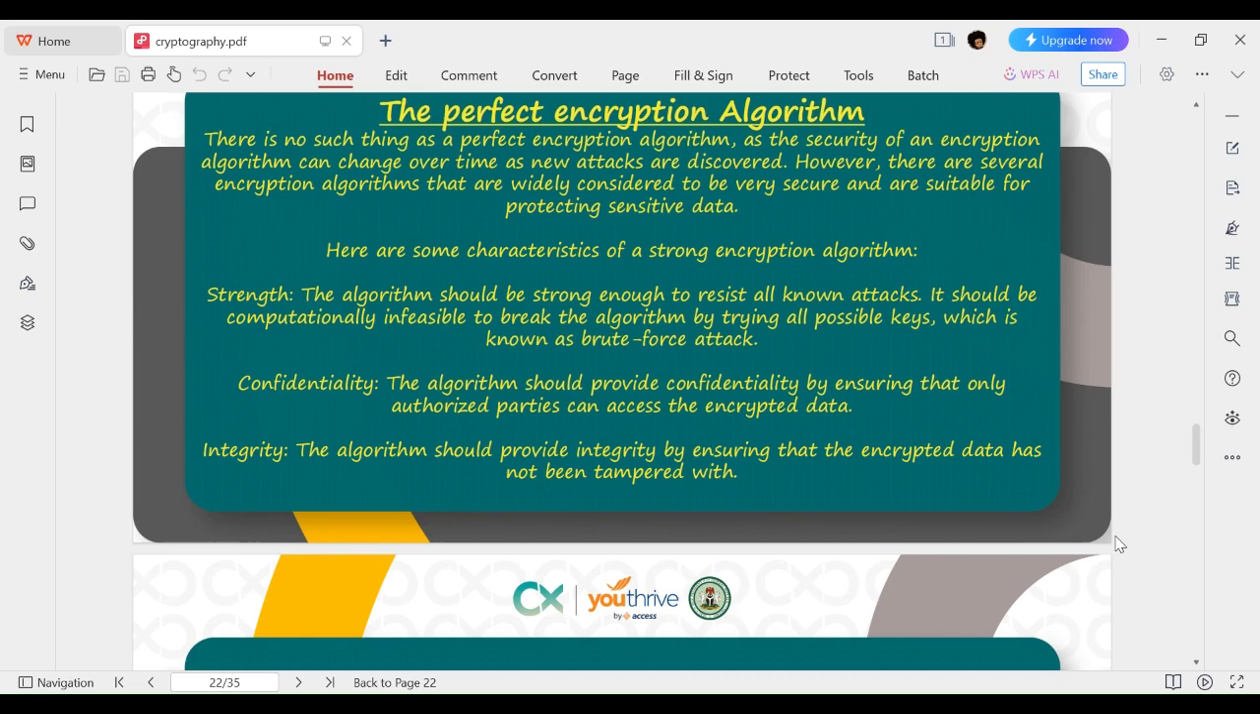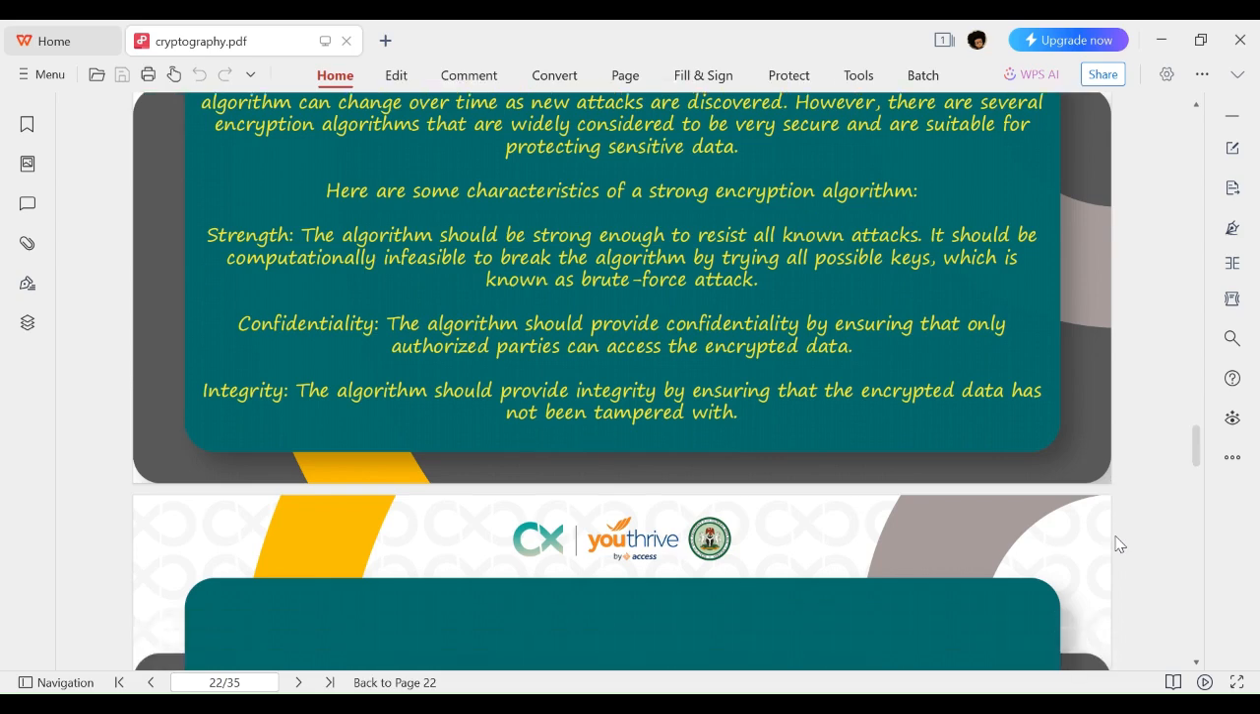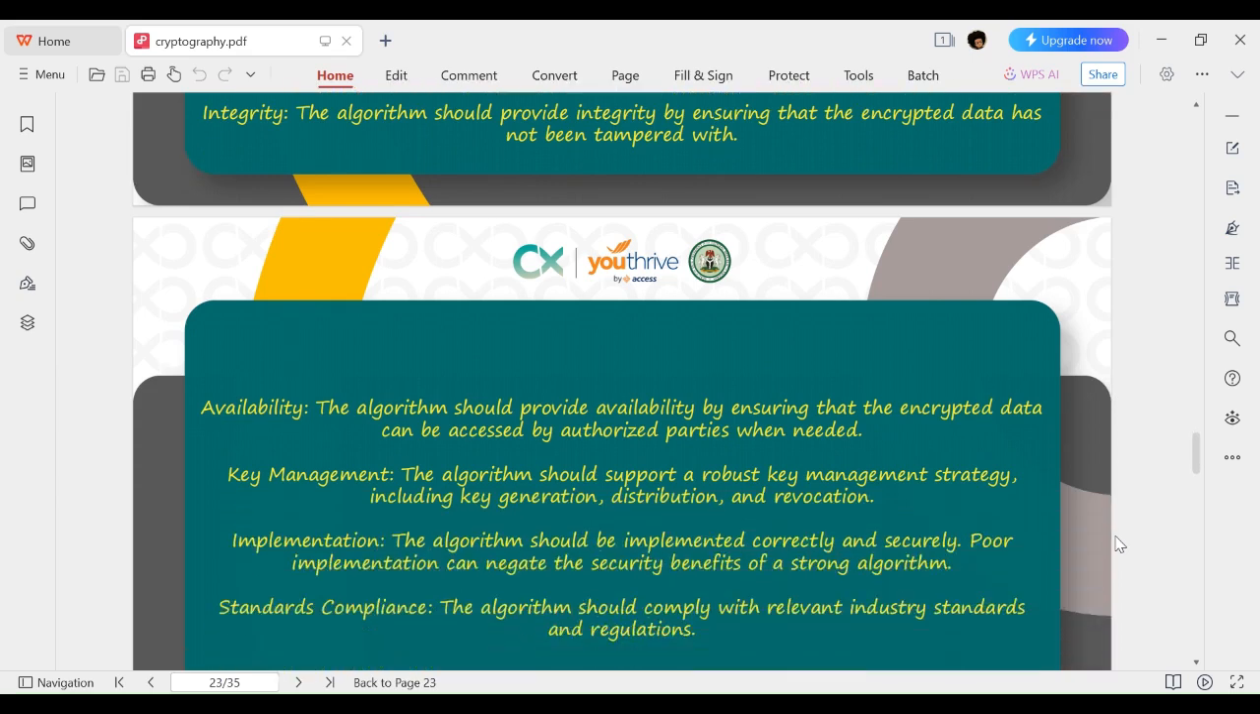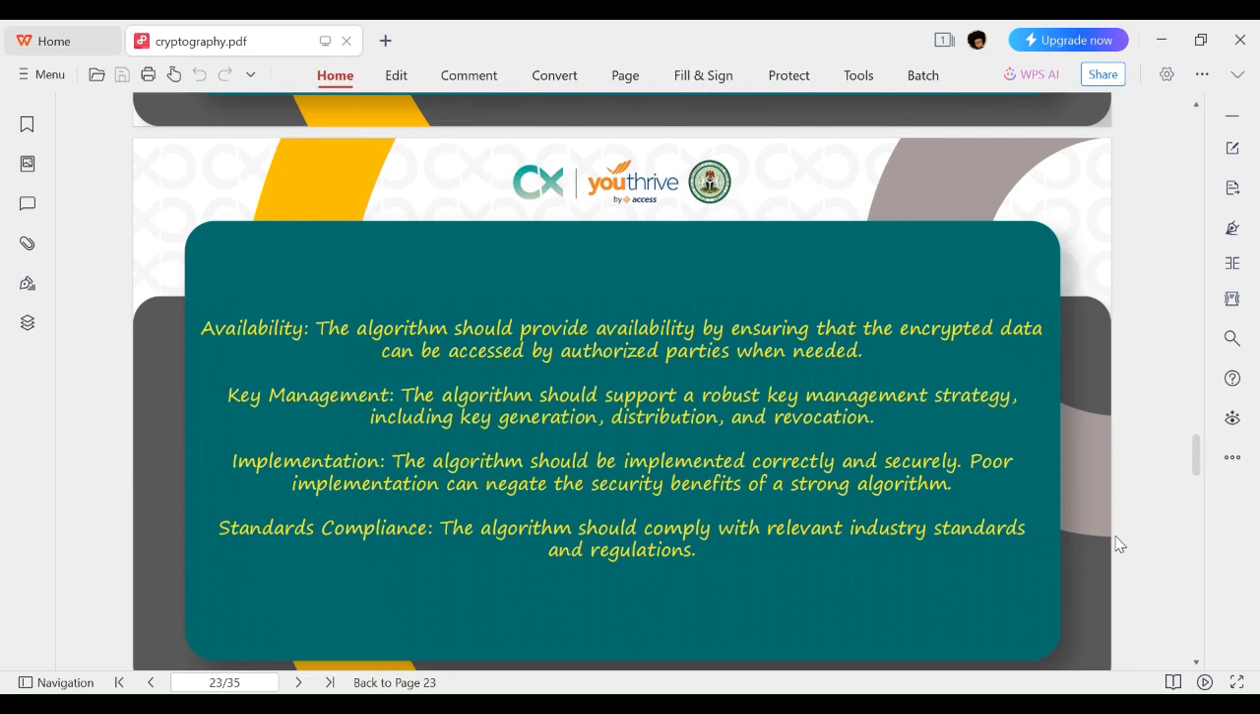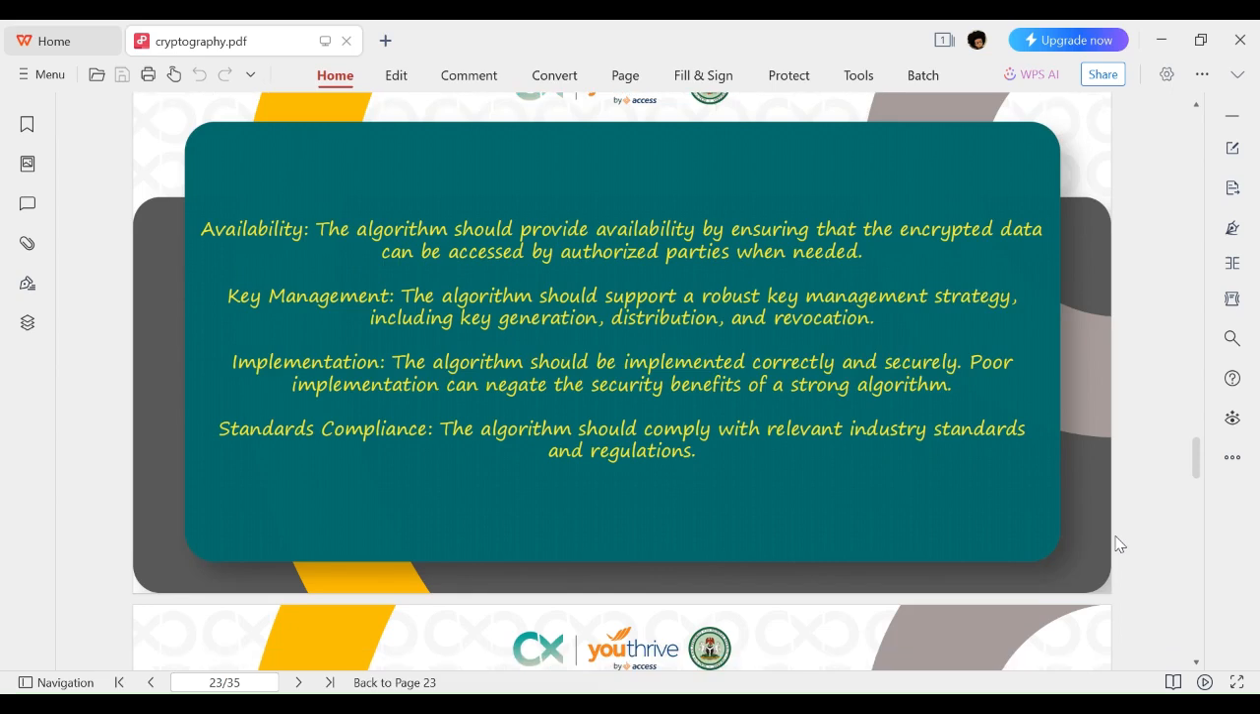We have the strength. The encryption should be strong enough to resist all known attacks. It should be computationally infeasible to break the algorithm by trying all possible keys, which is known as a brute force attack. Confidentiality. The algorithm should provide confidentiality by ensuring that only authorized parties can access the encrypted data. Integrity. The algorithm should provide integrity by ensuring that the encrypted data has not been tampered with. Also availability, key management, implementation, standard compliance.